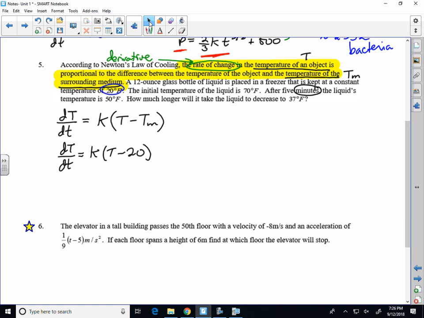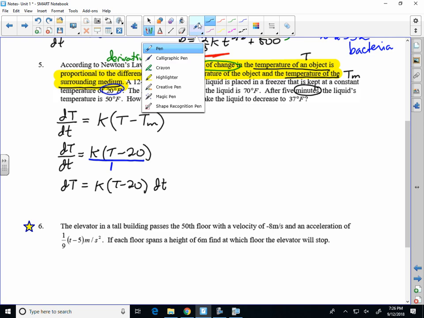So, I need to integrate this somehow. When you integrate, you want to have consistency among your variables. So, what I want to do is get all my capital T's over to one side and all my lowercase t's to the other side. So, first thing I'm going to do is cross multiply. I'm going to have dT equals k times (T minus 20) d lowercase t. Okay, that's the first part of the process.